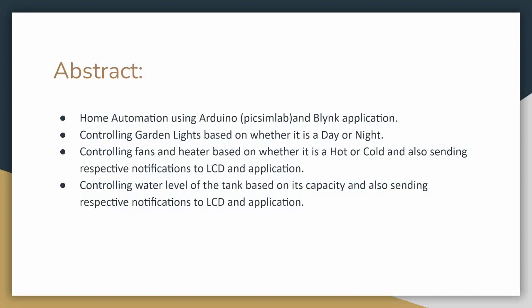For the garden lights, we were turning the lights on or off if it was day or night, respectively, and we were controlling the fans and heater if it was too hot or too cold, also sending the notification to the LCD and the Blynk application. In the water tank, we were controlling the water level based on its capacity, and also here we were sending the notifications to the LCD and the application.